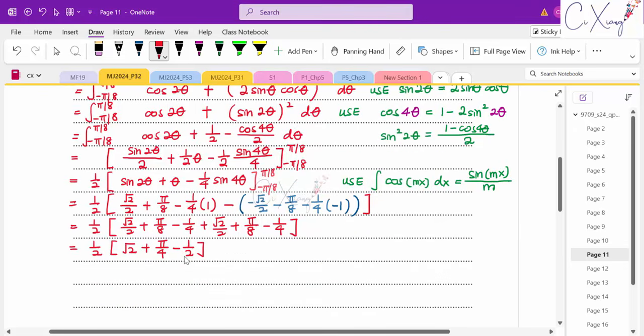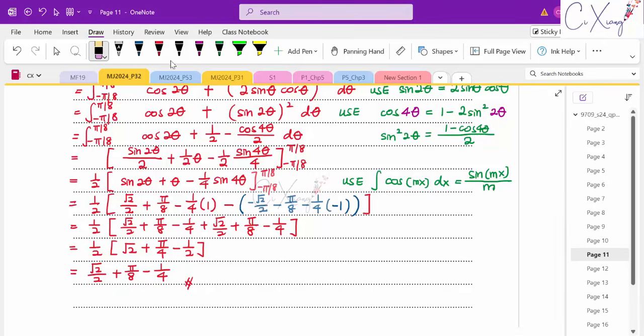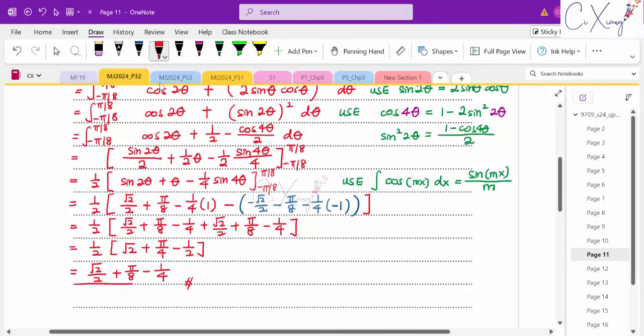Okay, so if you want, you can keep your answer like this, or you can multiply the half into every single term here. So if you multiply half into every single term, you'll be having square root 2 over 2, then pi over 8, and also negative 1 over 4. So you can see that our final answer here is in terms of square root 2 and also pi and also a fraction. Okay, so this is how we solve question number 7.